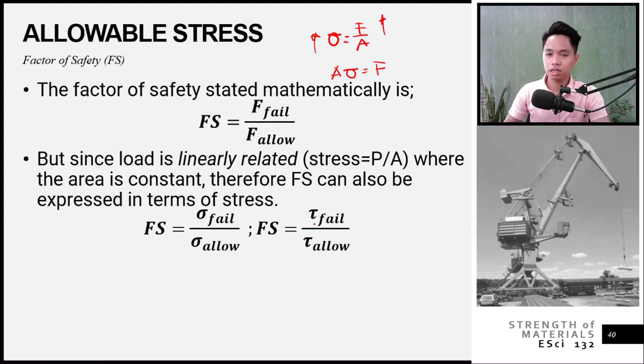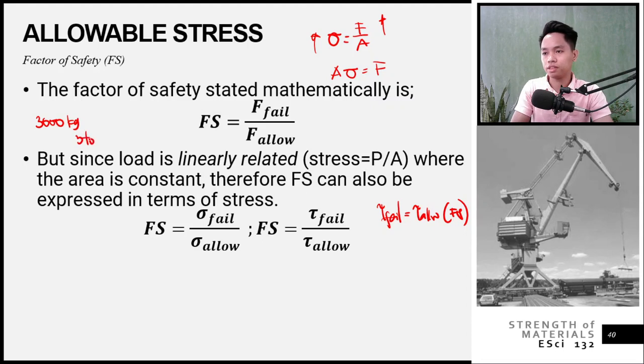If we manipulate it, your failure is simply your allowable multiplied by your factor of safety. For example, we have a bridge with a design load. The actual load displayed on the bridge is, say, 15 tons. Let's say we used a factor of safety of 2 there. The bridge has a load limit sign of 15 tons.